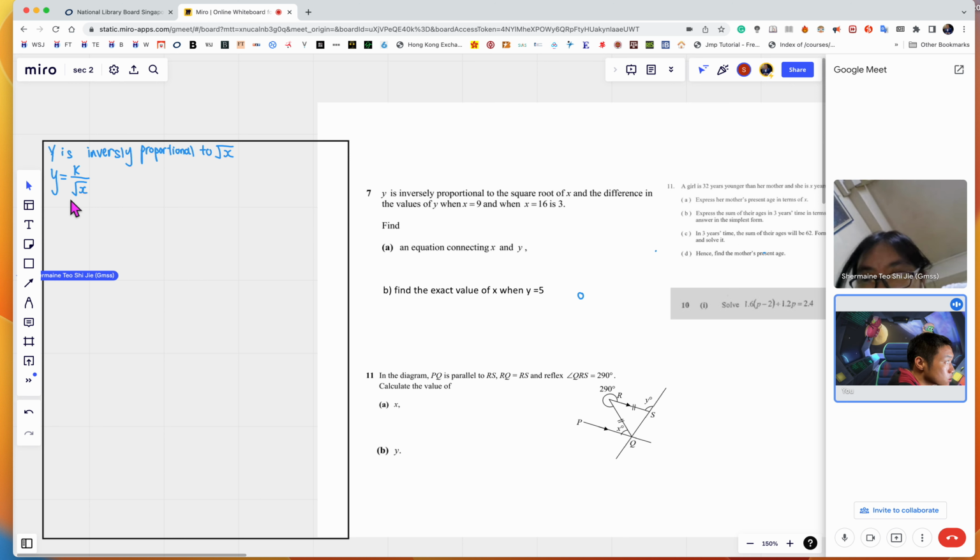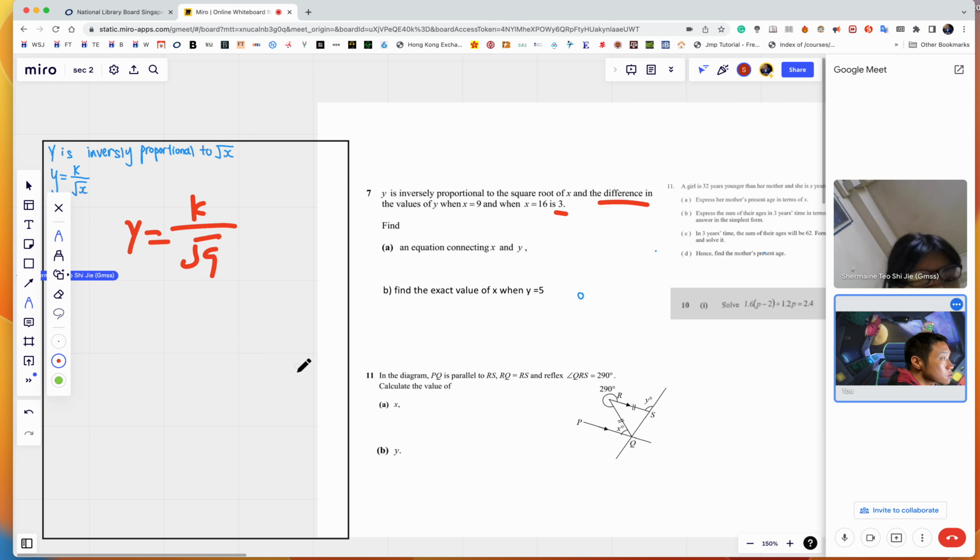But this question is slightly different. They give you the difference. Is 3. So you put the y is equal to k over square root 9 first. And what do you get? Y is equal to k over square root 9 is? 3. Okay, so this is your first y.